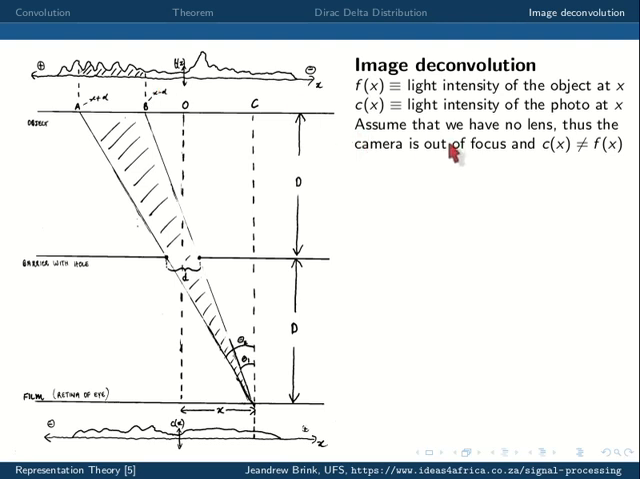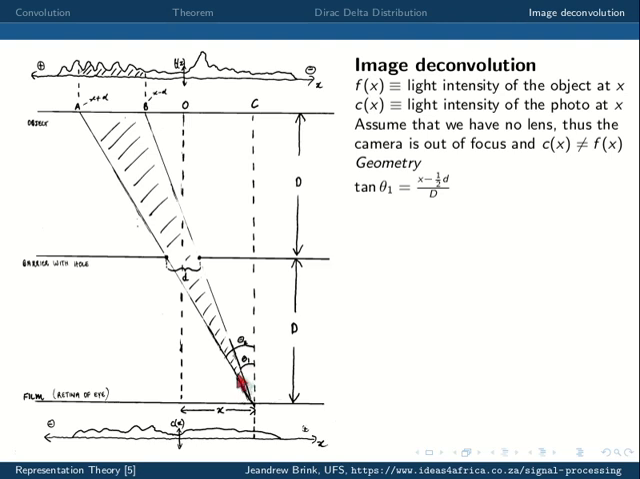Okay, so we're going to assume there's no lens, and therefore the camera's out of focus. So our actual image is not f of x. In fact, if we look at this geometry over here, because this hole has a finite extent d, the light from the original picture, from A to B, the way we set it up, is actually going to be concentrated on that point. So this particular point over here is going to have the integrated light from x minus d to x plus d. And so just to get to that result, let's look at some of the geometry.